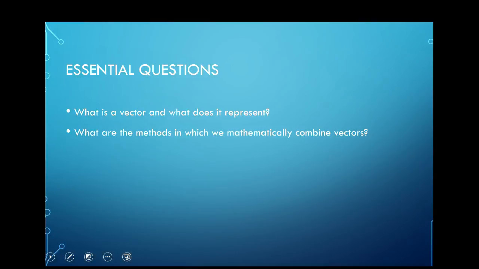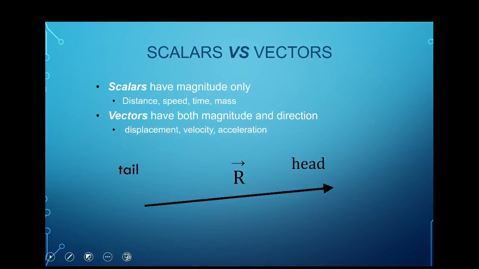So we're trying to figure out, first of all, what is a vector and what does it represent? And how do we mathematically combine them? So first of all, a scalar is a quantity that just has magnitude, such as distance, speed, time, or mass. A vector, on the other hand, has both a magnitude and a direction. So quantities such as displacement, velocity, and acceleration are all vectors.